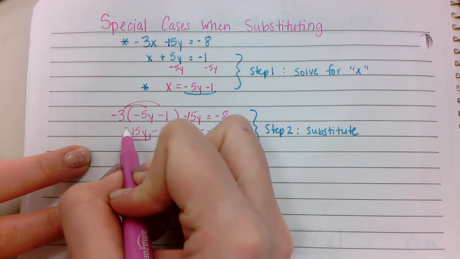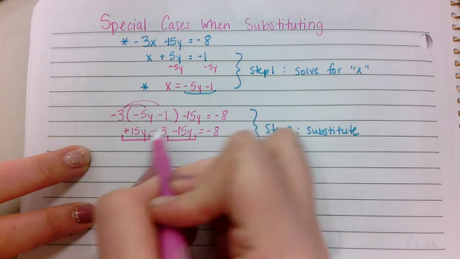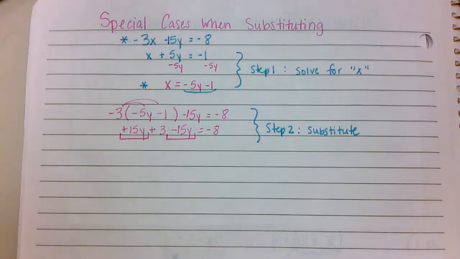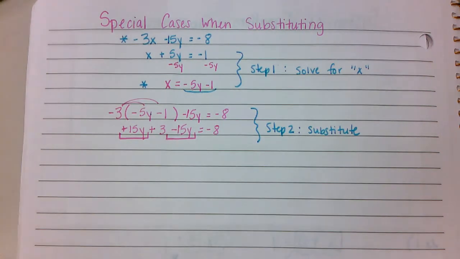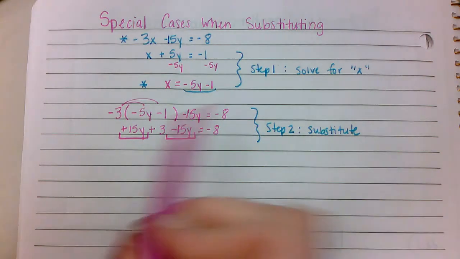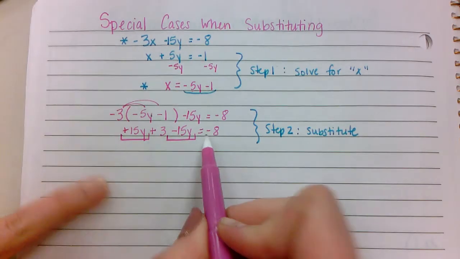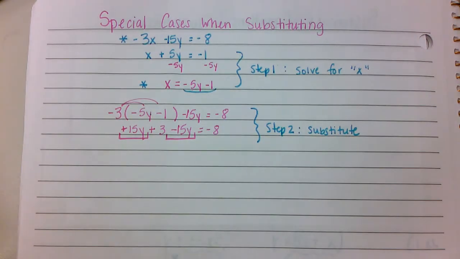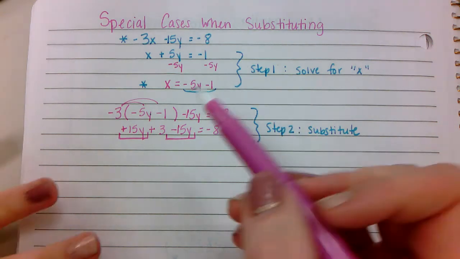Negative 3 times negative 5 is positive 15. Negative 3 times negative 1 is positive 3. And then bring down the negative 15. I do apologize for that. So here we have our next line in our equation. And everything is right now.